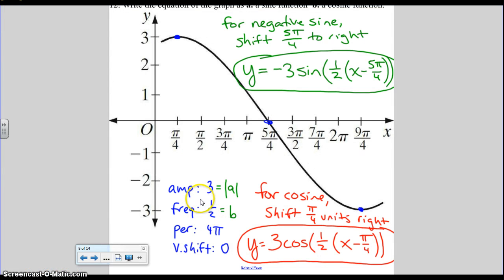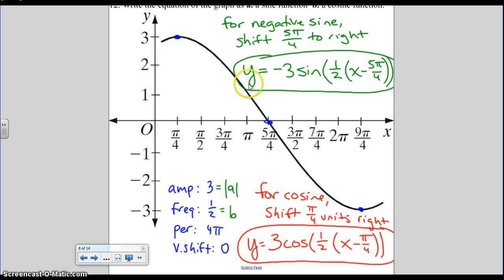Okay, so hopefully you figured out that the amplitude is 3 units above the nodal line, so we're going to set that equal to the absolute value of A. The frequency is half. Now the way to think about that one is it goes between pi over 4 at a maximum, 9 pi over 4 as a minimum. That's a difference of 8 pi over 4, which is really 2 pi. So within a 2 pi interval, it's completed half a wave. That means it's going to take a 4 pi interval to complete a full cycle. The vertical shift is 0.